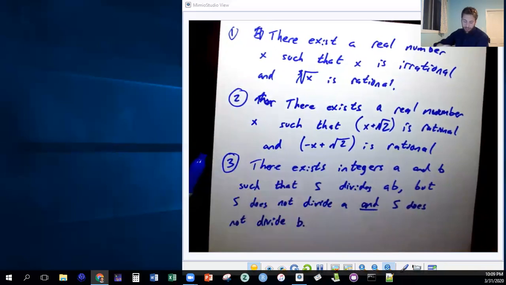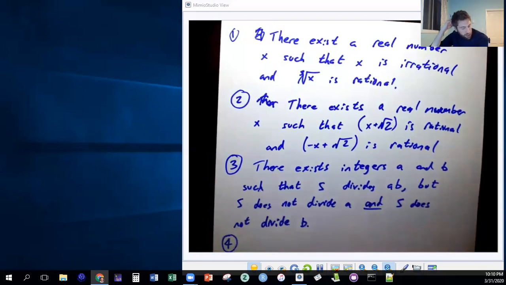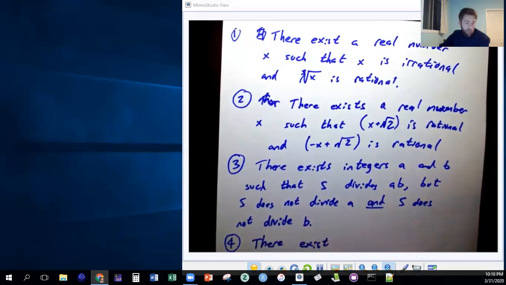All right, let's see. Our last one there is for all real numbers a and b, if a is greater than 0 and b is greater than 0, then this certain fraction equation is true. So negating that, there exist real numbers a and b.